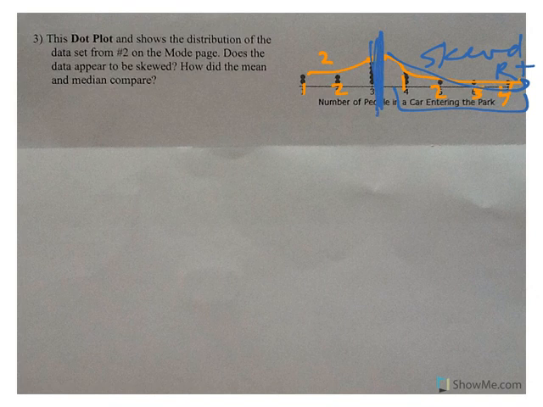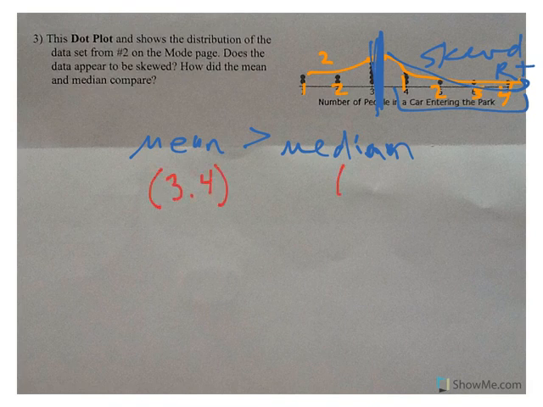Start with your highest bar, and then how many bars do you have on each side? That's how you can tell skewness. So skewed right means we expect the mean to be greater than the median, right? This is what we expect. If you go back to the mode page a few pages ago, you would see the mean is 3.4 and the median is 3. So it holds true that the skewness of the graphic matches the data because 3.4 is greater than 3, and that all works out fine.